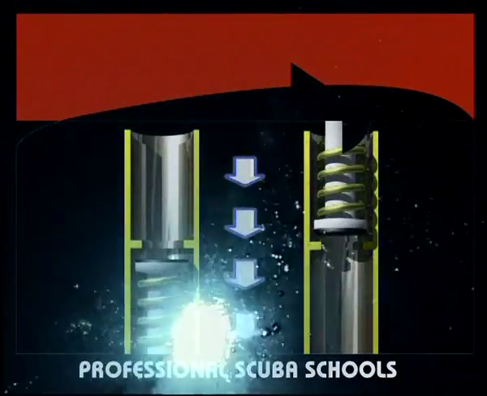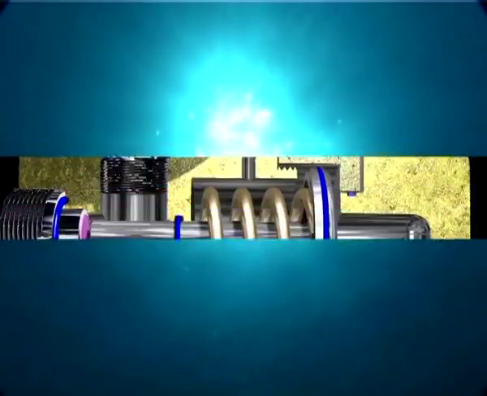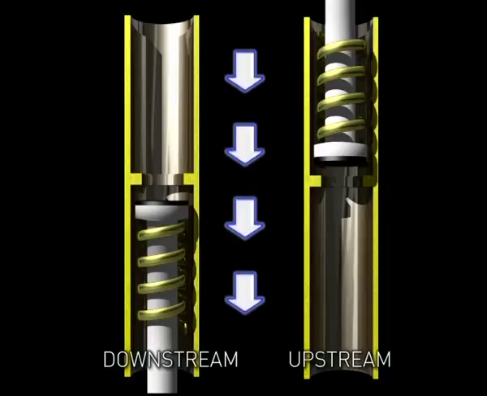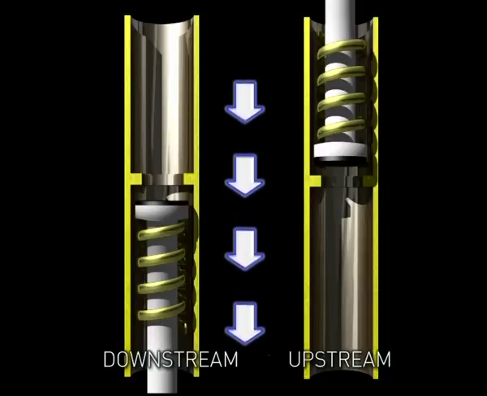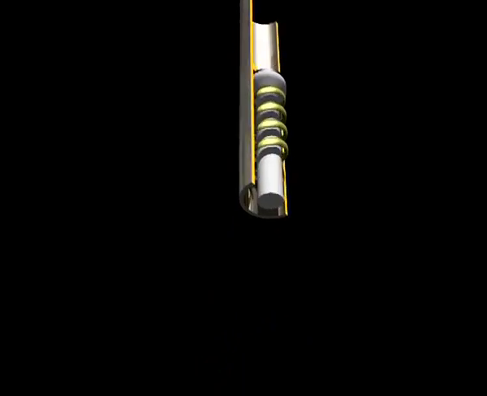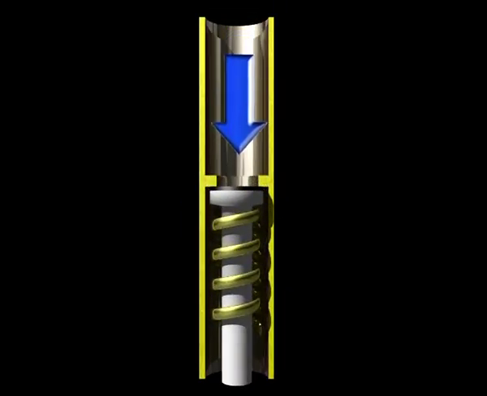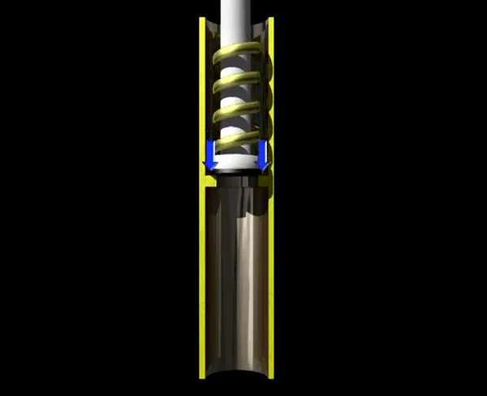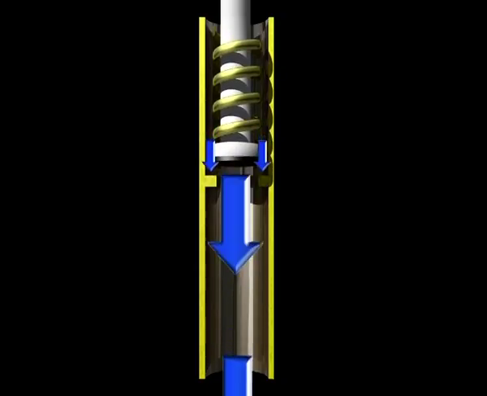Downstream and upstream valves. The passage of breathing mix from the first to the second stage of a regulator occurs through the opening of a valve. This valve can be either downstream or upstream, depending on the direction the valve opens in respect to the flow. A valve is downstream when it opens in the same direction as the flow. If the valve opens in the opposite direction to the flow, it is said to be upstream.